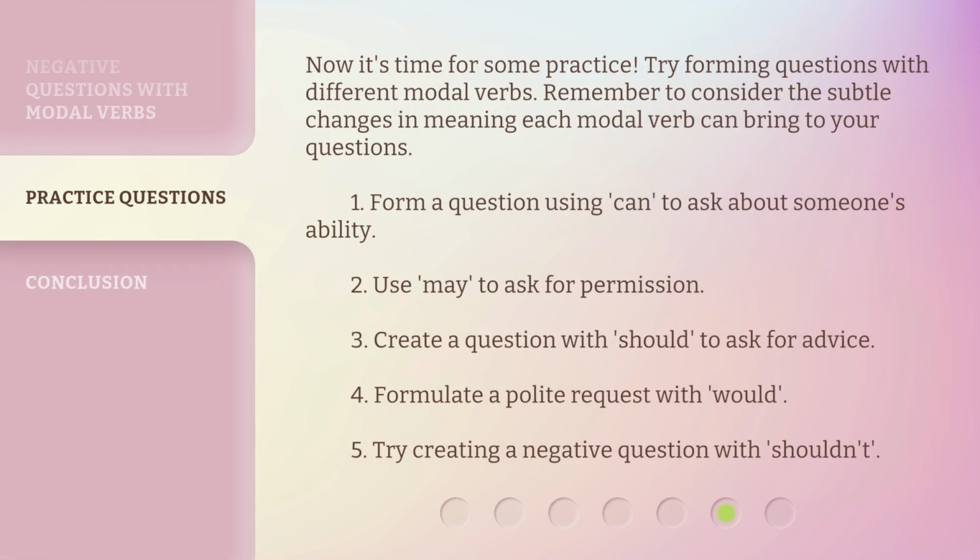Now it's time for some practice. Try forming questions with different modal verbs. Remember to consider the subtle changes in meaning each modal verb can bring to your questions. 1. Form a question using can to ask about someone's ability. 2. Use may to ask for permission. 3. Create a question with should to ask for advice. 4. Formulate a polite request with would. 5. Try creating a negative question with shouldn't.